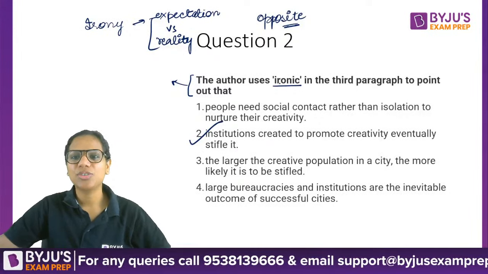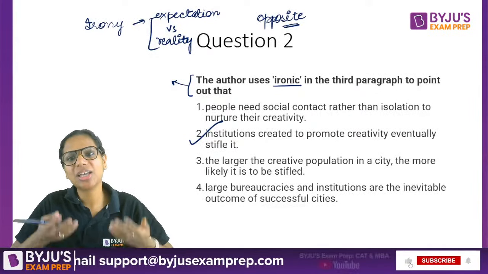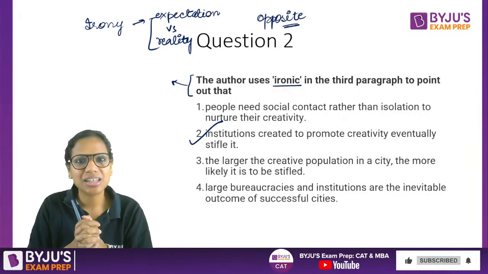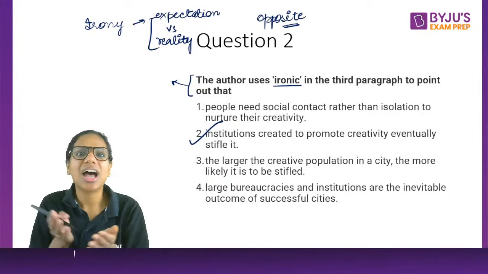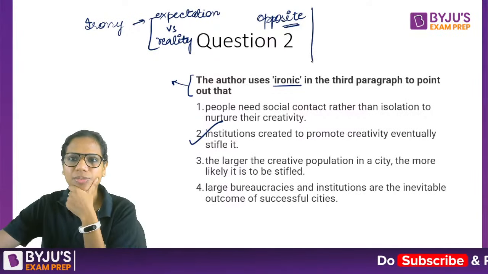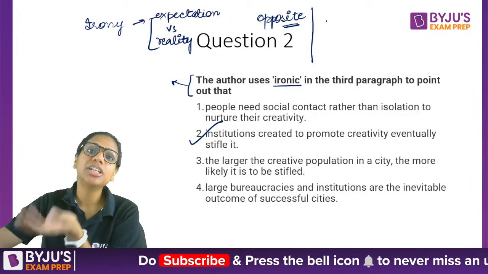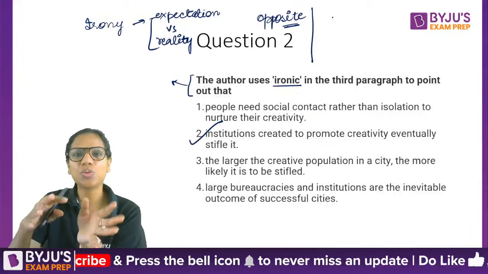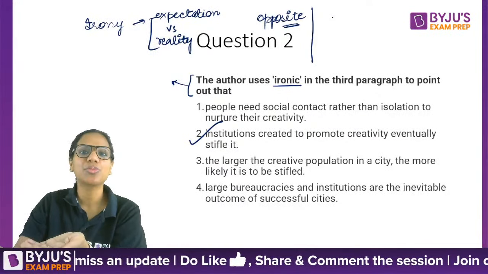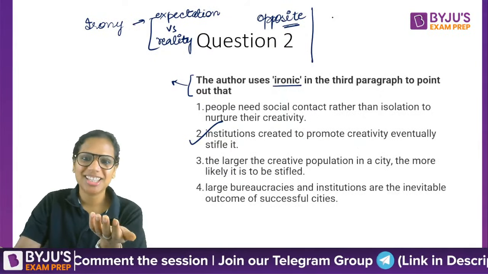So, this is the irony. We don't expect such institutions. They were created to promote creativity and they themselves are stifling it. They themselves are actually hindering it, right? So, that is the irony here. Another irony that I read about: a democratically elected government stifling democracy. See, the government was democratically elected, and a democratically elected government stifling democracy, that again would be an ironic situation. Okay, so 2 is the answer here.